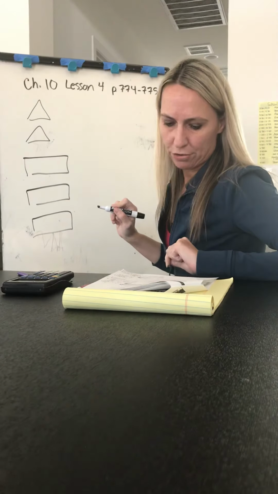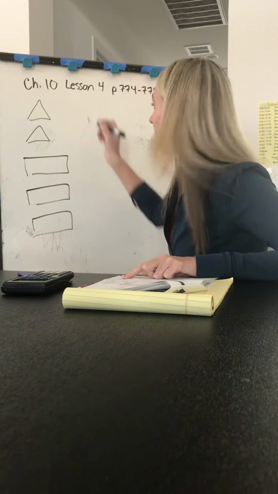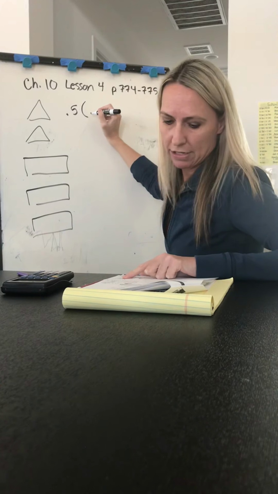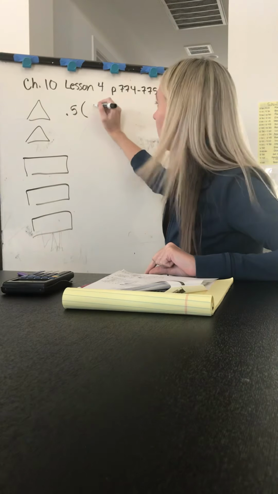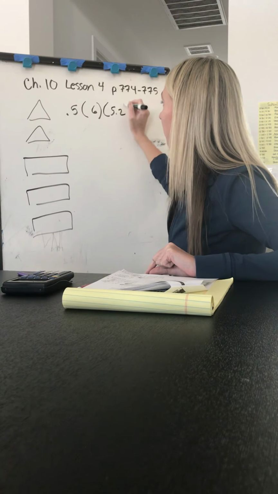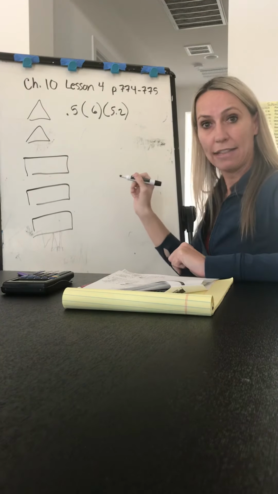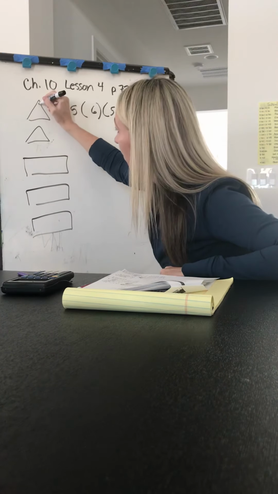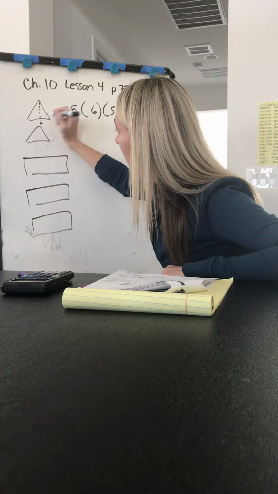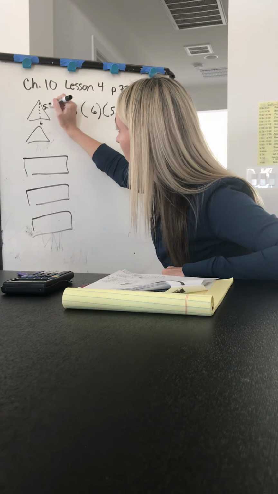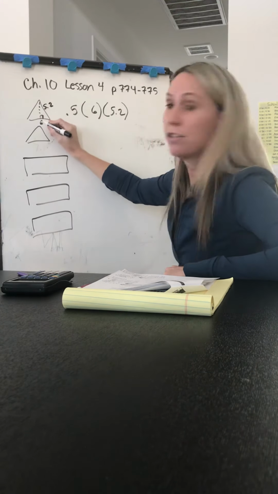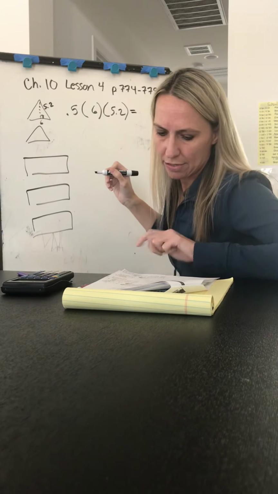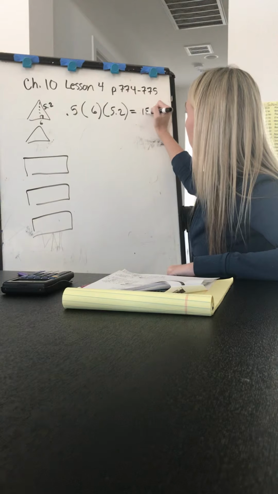Okay, so my first triangle, if you look at it, the triangles are going to be the same. It's 1/2 base times height, so 0.5 times 6 times 5.2. Again, the height is where it meets the base at a 90 degree angle. So this part was 6, and this part was 5.2, and those are the two that you use. You put this in your calculator, and we get 15.6.